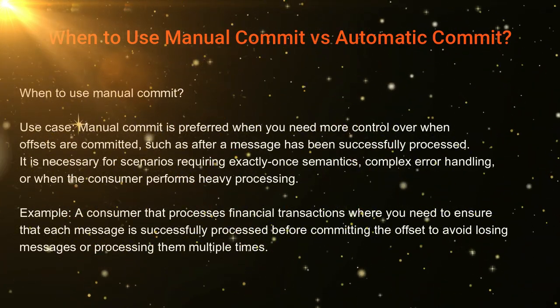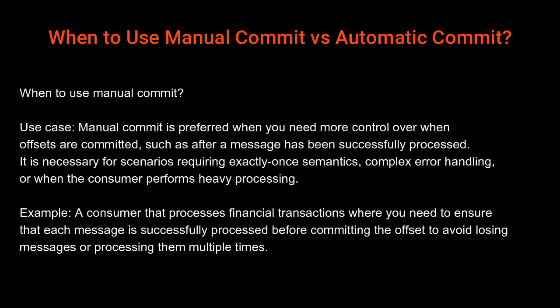When to use manual commit? Manual commit is preferred when you need more control over when offsets are committed, such as after a message has been successfully processed. It is necessary for scenarios requiring exactly-once semantics, complex error handling, or when the consumer performs heavy processing. For example, a consumer that processes financial transactions, where you need to ensure that each message is successfully processed before committing the offset, to avoid losing messages or processing them multiple times.